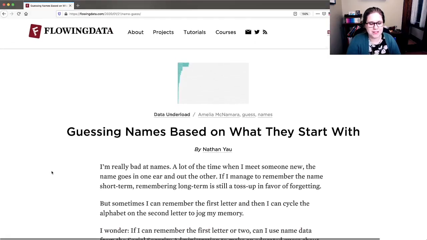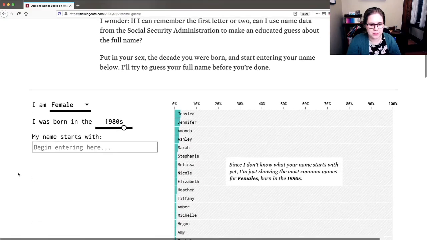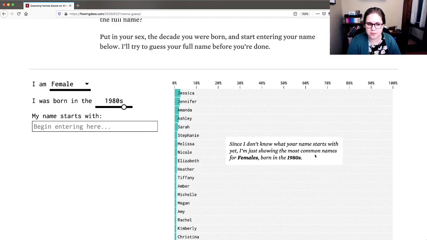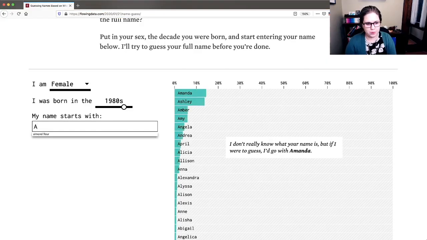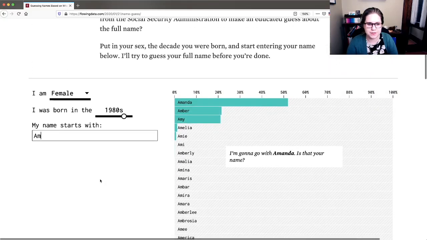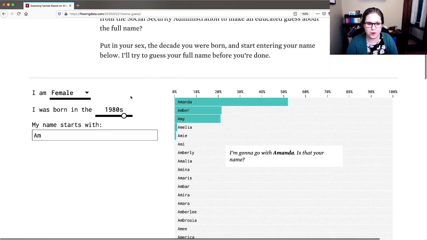So here is the data visualization, and you can say, I'm a female, I was born in the 1980s, and since it says I don't know what your name starts with, I'm just showing the most common names. So if you just give it the information of the decade, then it'll make the guesses, but then I could put that my name starts with AM, and it's going to say, I'm guessing your name is Amanda. It's got a 50% chance of being right. If you're a female, born in the 80s, your name starts with AM, I'm pretty certain. And actually, this is the first name that I get called the most, is Amanda, even though my first name is Amelia. So this is kind of a fun, interactive data visualization that you can try out with your own decade and name.